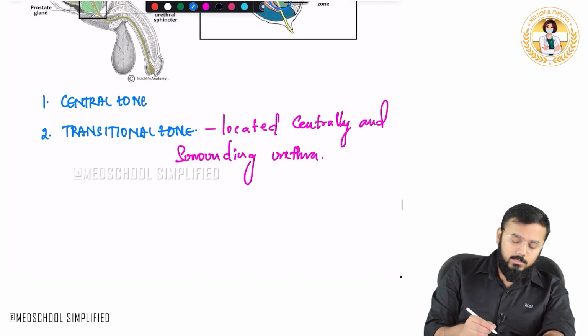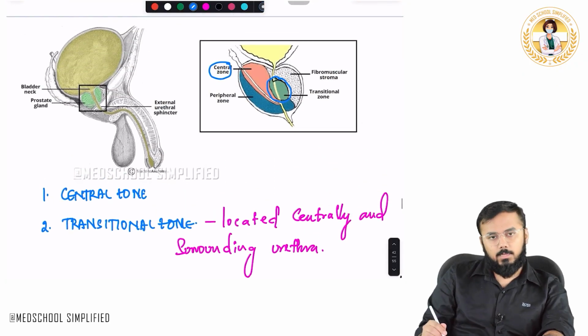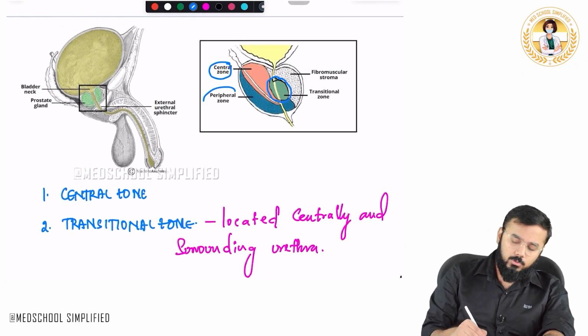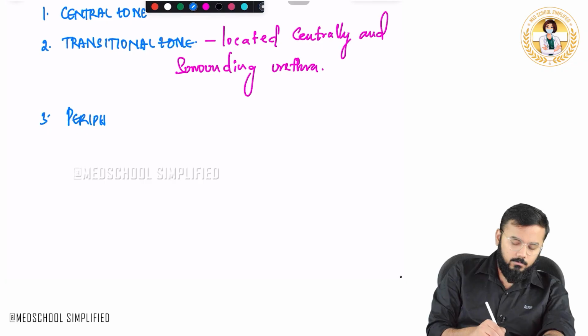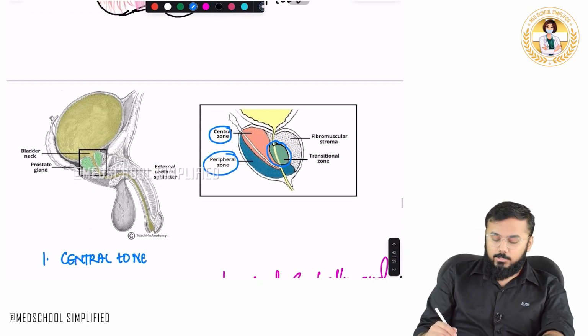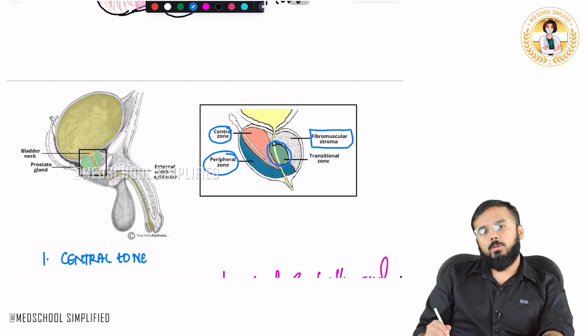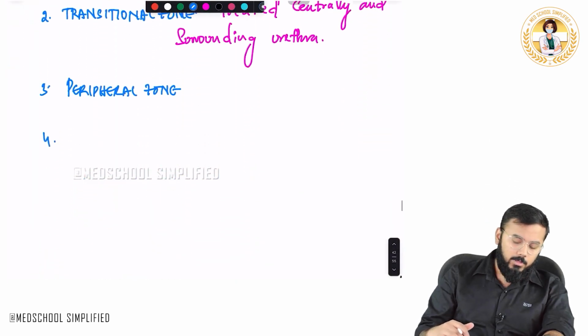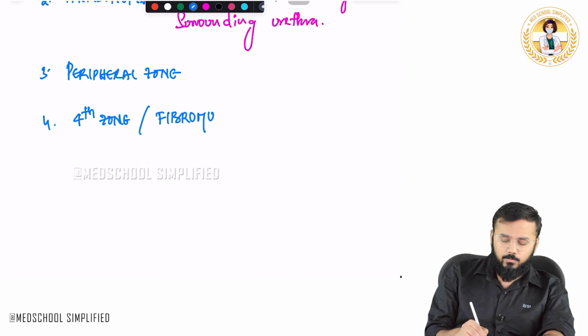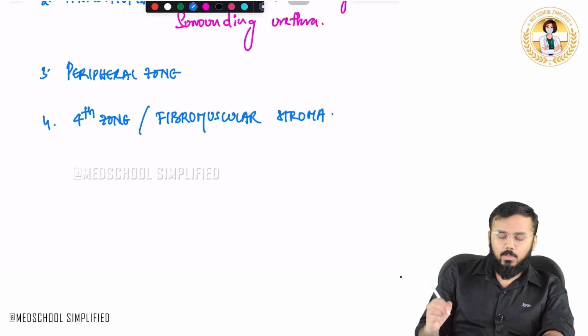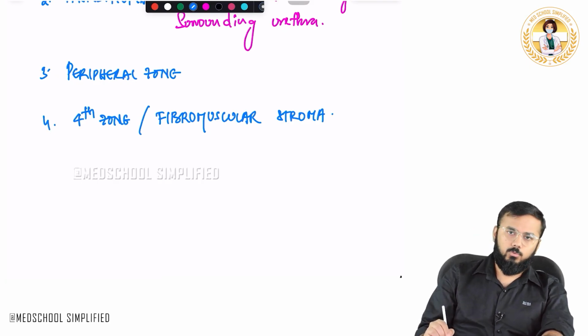Next, the third important zone is called the peripheral zone. This blue zone is your peripheral zone. And the final important thing is the fibromuscular stroma. This fibromuscular stroma is also called the fourth zone. The fourth zone is nothing but your fibromuscular stroma.